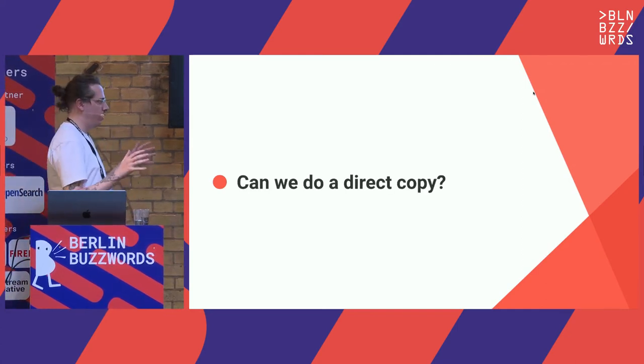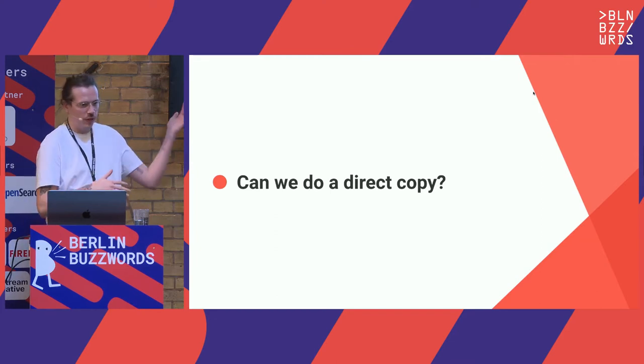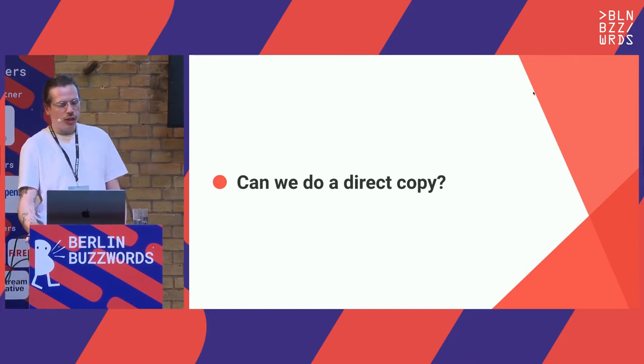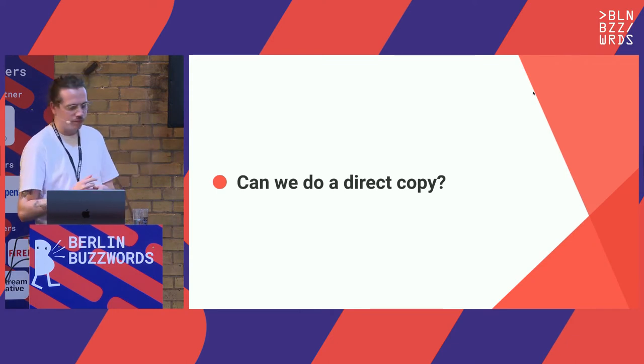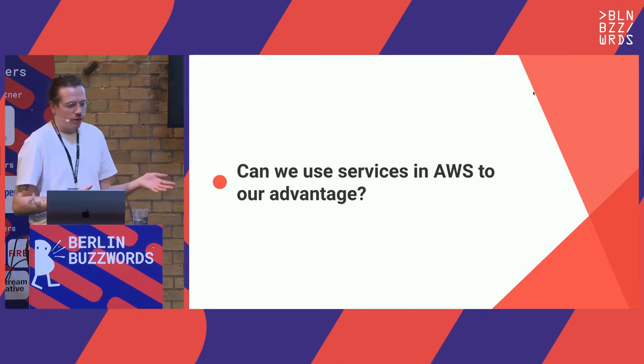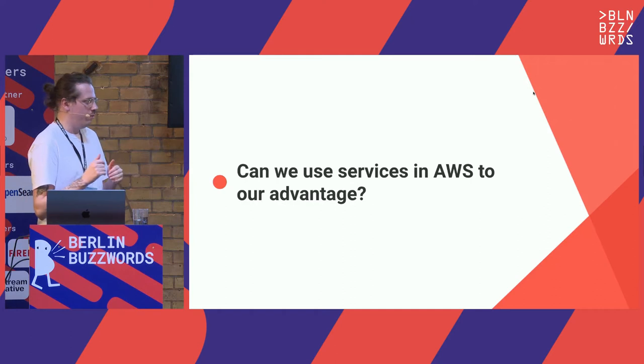So effectively, like a lift and shift, and just copy what we have already and put it in AWS. But this would be significantly more expensive. So that was not an option. But was there anything in AWS that could be used to our advantage so that we didn't have to reinvent the wheel or save time?